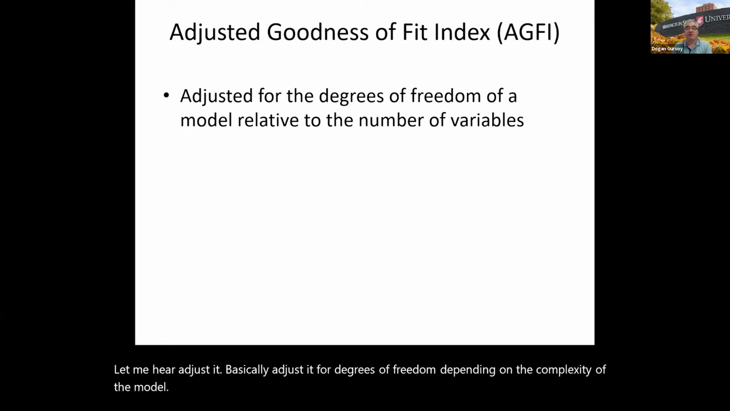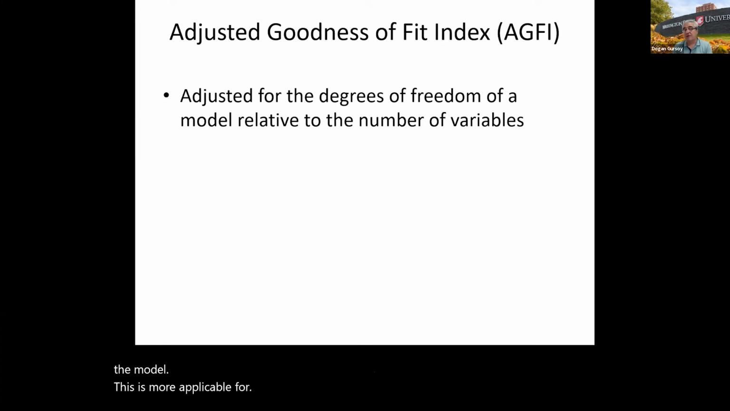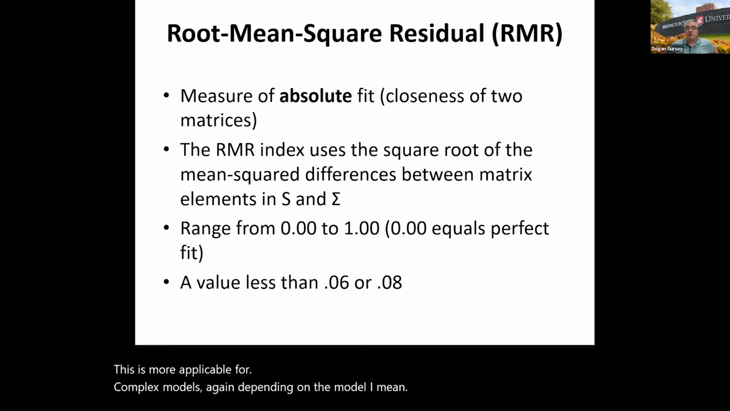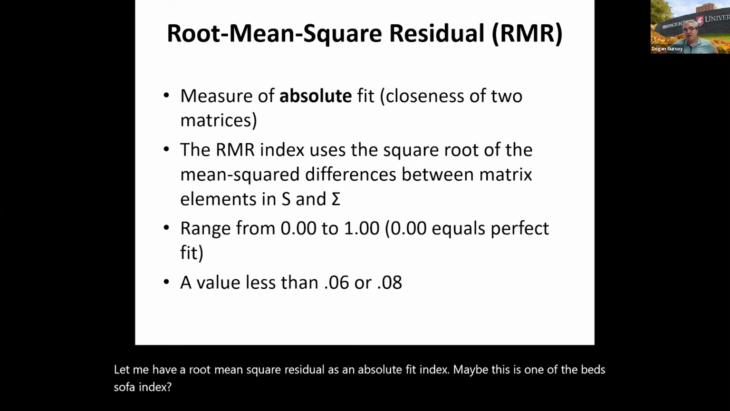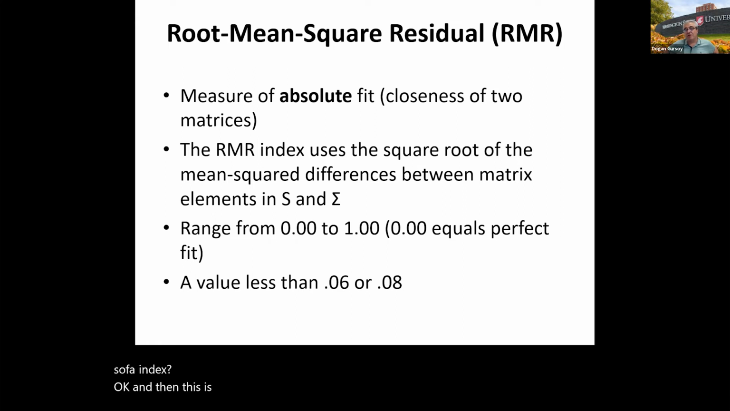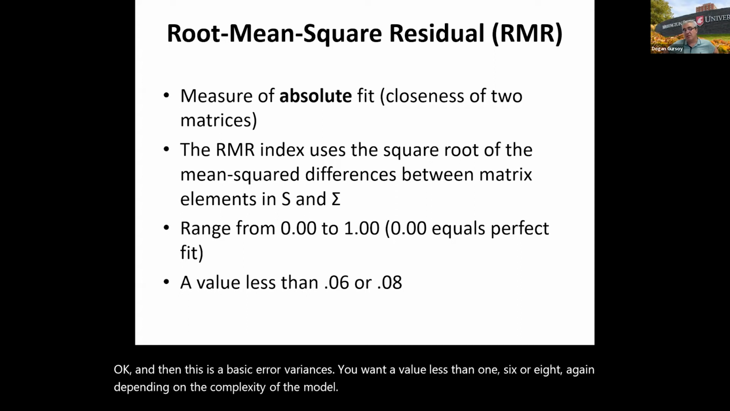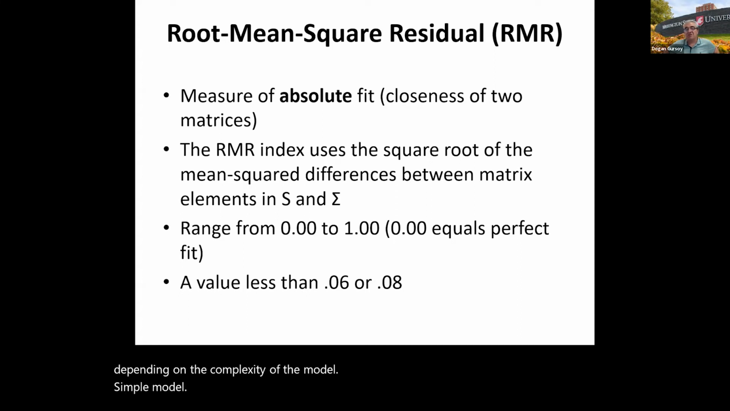This is more applicable for complex models. Again, depending on the model. Then we have the root mean square residual. It's an absolute fit index. Basically, this is one of the badness of fit indices. And this is basically error variances. You want a value less than 0.06 or 0.08, again depending on the complexity of the model. Simple model, 0.06. Complex model, 0.08. Less than 0.08 is acceptable.